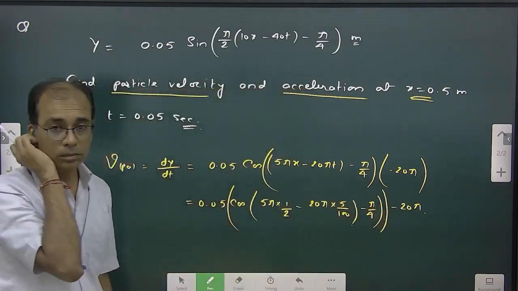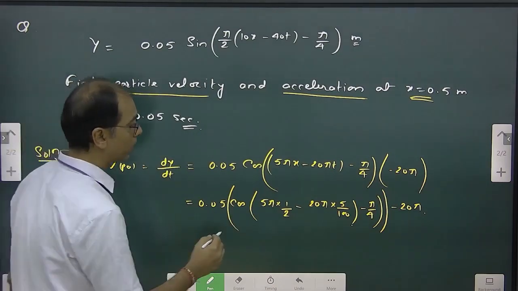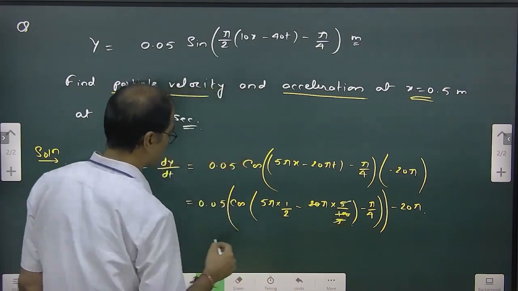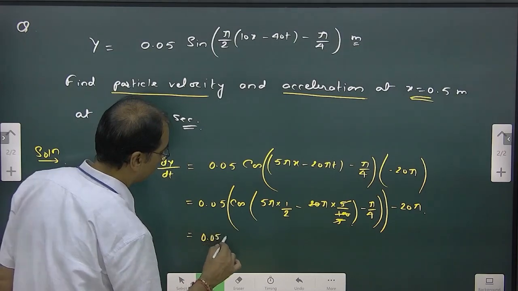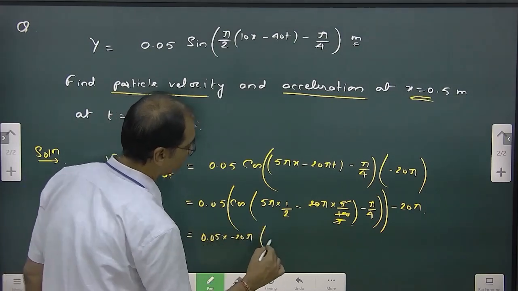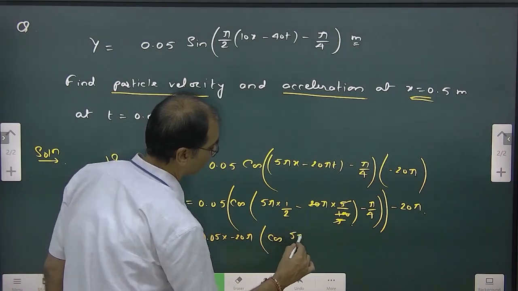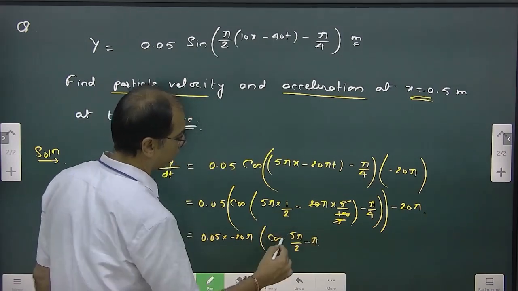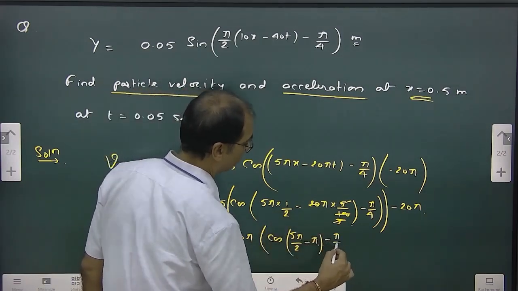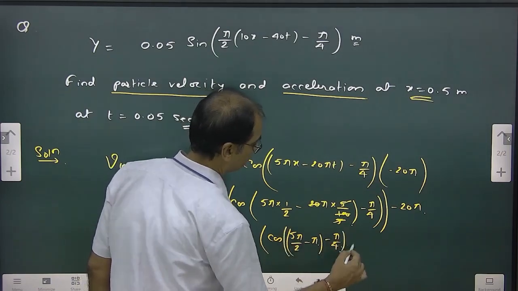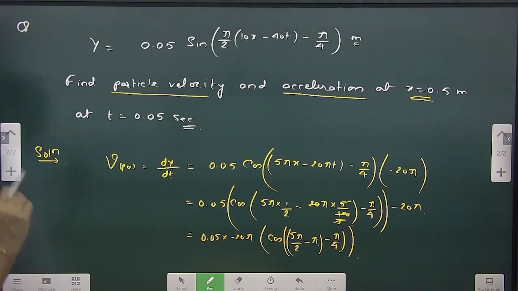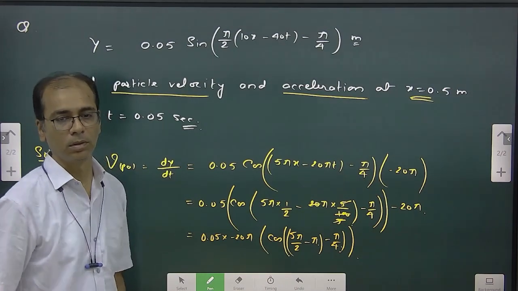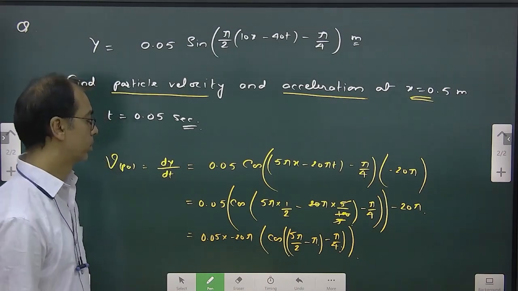Right? Now this is 20 and this is 5; 5 and 5 cancelled. This is 0.05 into minus 20 pi cos of 5 pi by 2 minus pi, and then again minus pi by 4. So 5 pi by 2 minus pi is 3 pi by 2. 3 pi by 2 minus pi by 4.